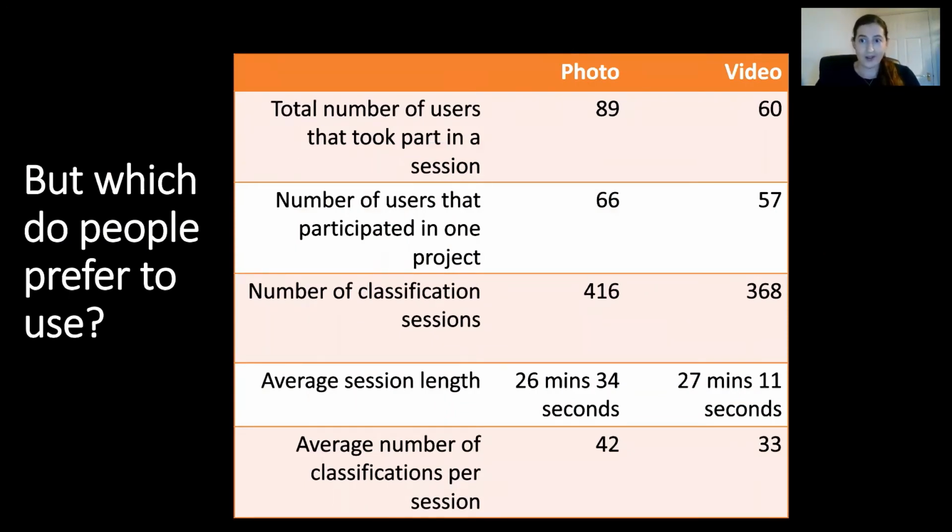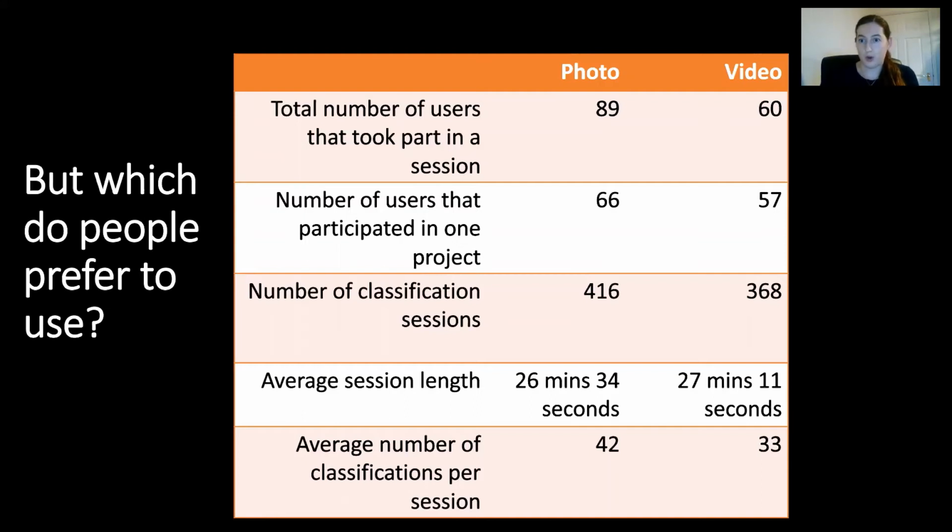So people tend to be better at classifying videos, but do they enjoy it as much, or do they prefer one over the other? So I looked at the number of users that have taken part in a session of classification. For this, I defined a session as having classified at least 3 photo sequences in a row, or 3 videos in a row, to make it a session rather than just a one-off. We had a higher number of users participate in the photo session compared to videos. However, there was some overlap, so some people participated in both.